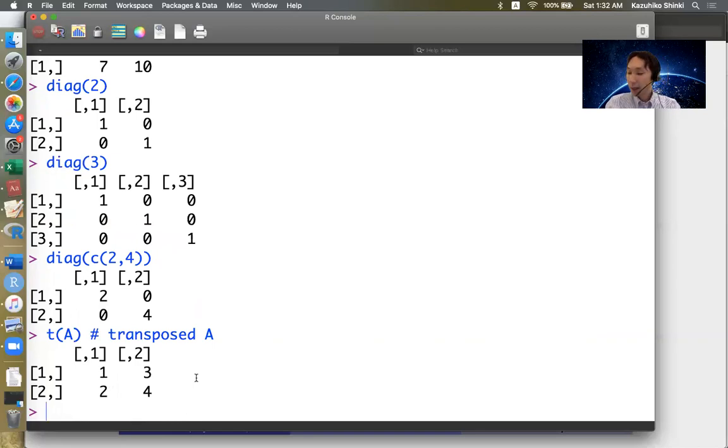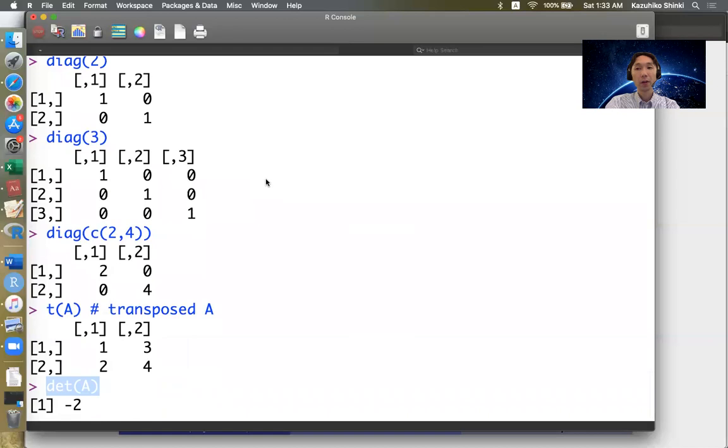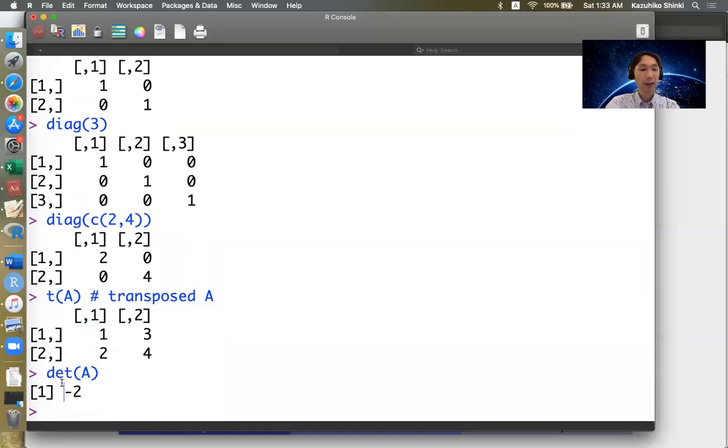So these are the basics. And next we think about the determinant. What is the determinant of A? Basically this is the area of the parallelogram spanned by these 2 column vectors, 1, 2 and 3, 4. That is calculated by 1 times 4 minus 2 times 3, and that is done by det of A. So det of A gives you the determinant.